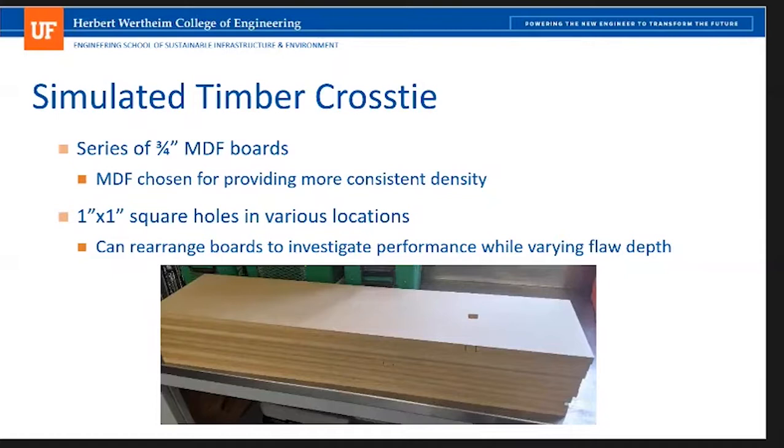We used a series of 3/4 inch MDF boards with a CNC cut of a 1 inch by 1 inch square hole in various locations. We can also plug these holes if we're not interested in a flaw. This also allows us to rearrange these boards both in the XY direction and vertically, so we can look at the flaw depth and get images of that flaw deeper into the crosstie.